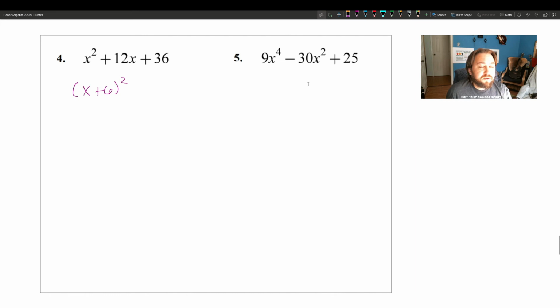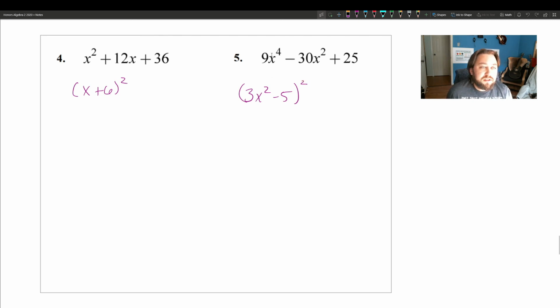Let's look at number 5 here. So if we are to assume that this is a perfect square trinomial, then let's see, the square root of 9x to the 4th would be 3x squared for our first term, and our last term would be minus 5, and this would be squared. So that's our theory. Let's double check.